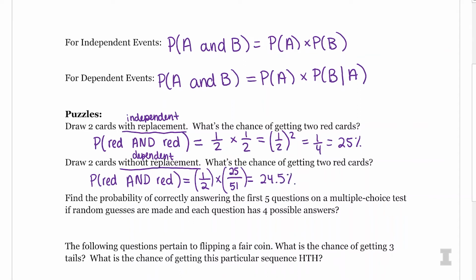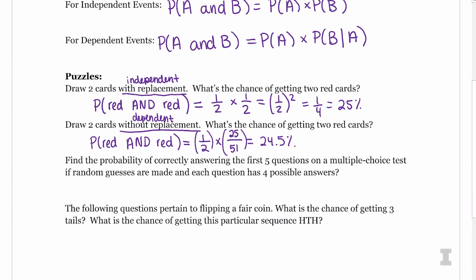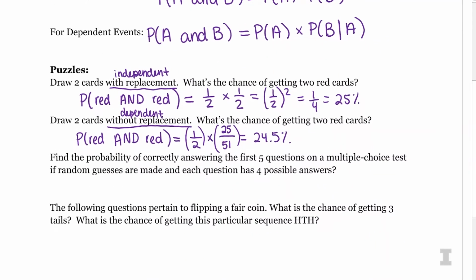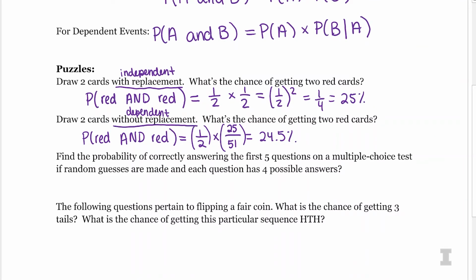24.5%. So kind of similar to the first one. That looks good. The next puzzle says to find the probability of correctly answering the first 5 questions on a multiple choice test if random guesses are made and each question has 4 possible answers. Ooh, okay. So we want to know the probability of correctly answering 5 questions when we know nothing. Yeah, when we know nothing. So it's probably going to be low, right?